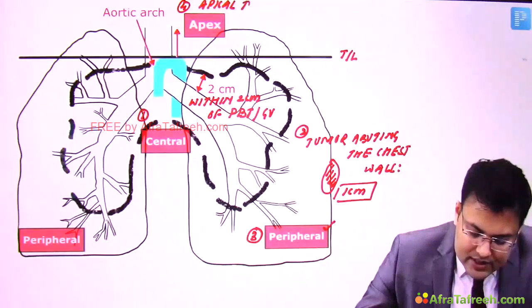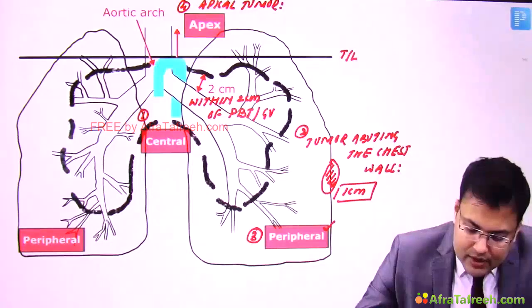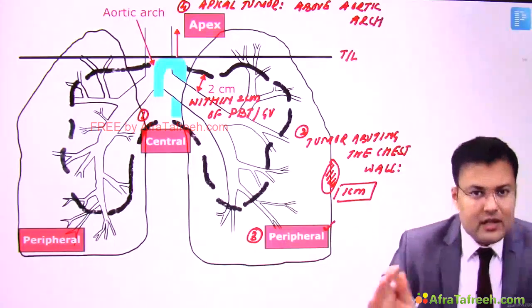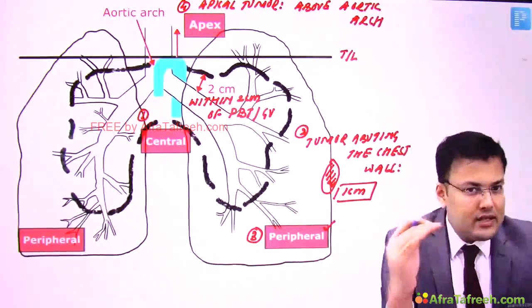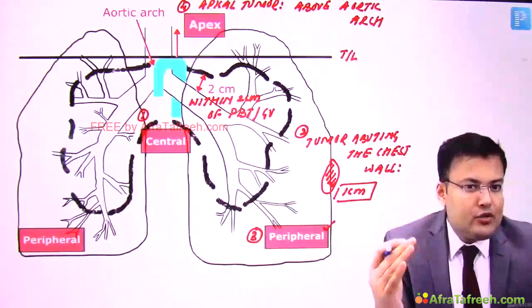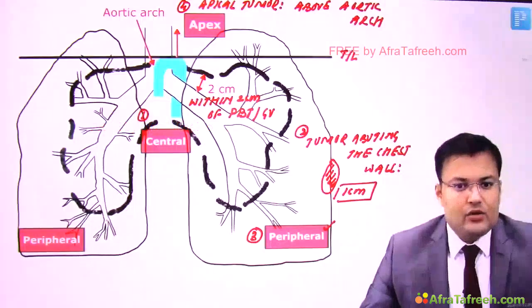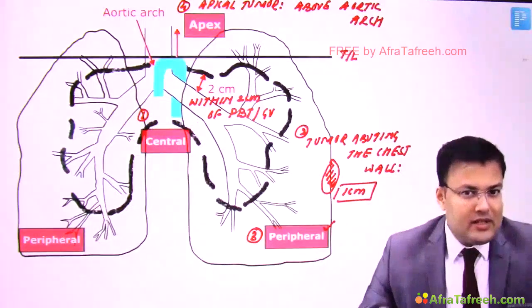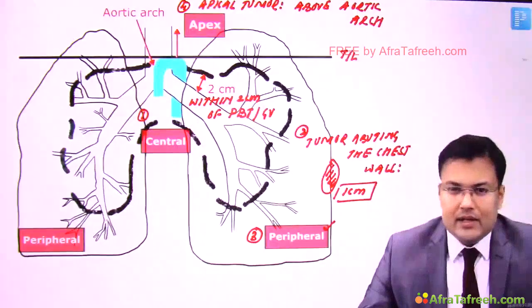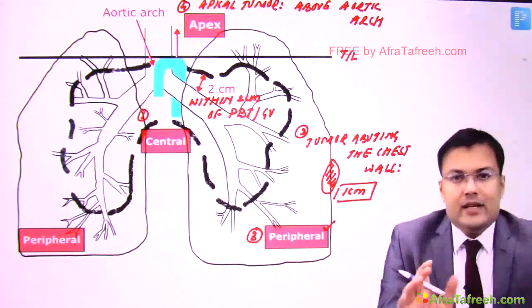Apical tumors are located above the arch of aorta, above the aortic arch. There is a transverse line passing just above the arch of aorta, and if the tumor is located above that line, this is known as apical. Clear? So central, tumors abutting the chest wall, peripheral and apical. These are 4 types.